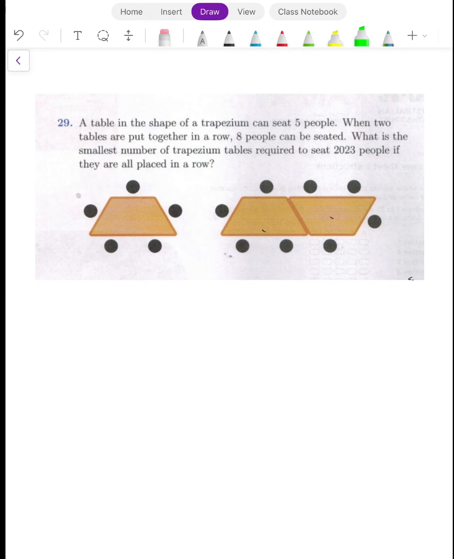That's the answer. This is one of the most interesting questions in this section that I found. Let's read it. This does require a lot of visualization, thinking about the series, thinking about how the pattern is moving, and then working it out. A table is in the shape of a trapezium. I can see the table is a trapezium and can seat 5 people. So one table can seat 1, 2, 3, 4, 5.